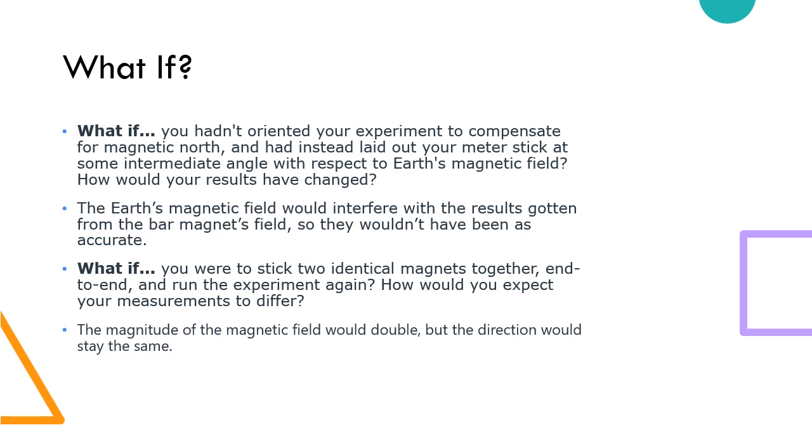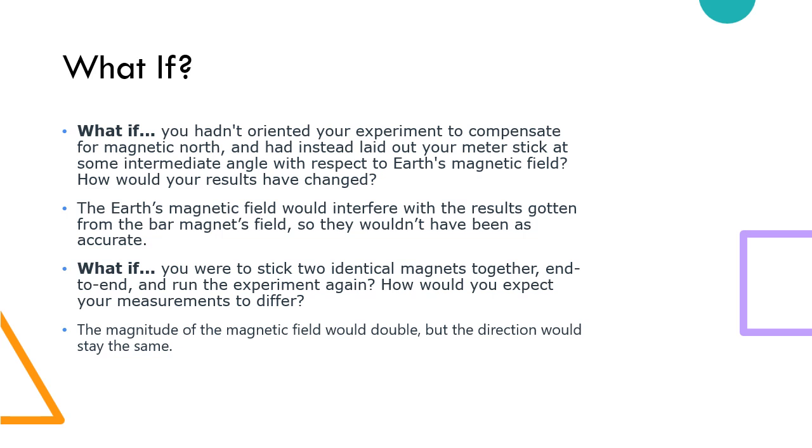What if? What if you hadn't oriented your experiment to compensate for magnetic north and had instead laid out your meter stick at some intermediate angle with respect to Earth's magnetic field? How would your results have changed? The Earth's magnetic field would have interfered with the results gotten from the bar magnet's field, so they wouldn't have been as accurate.